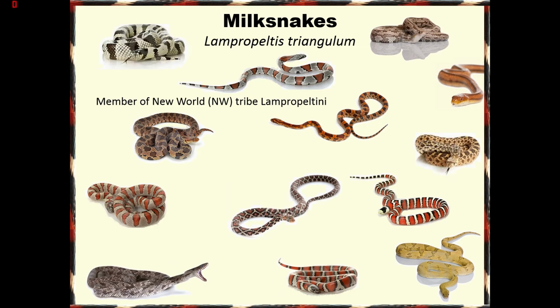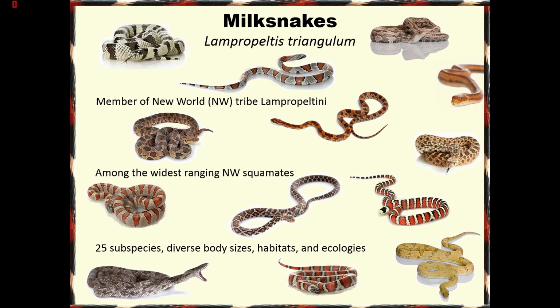But the most wide-ranging of all these snakes is the milk snake, and no one's looked at this in a phylogeographic context. It's among the widest ranging of New World squamates, and not only is it wide-ranging, but it's also got these 25 subspecies with incredibly diverse body sizes, habitats, and ecologies.